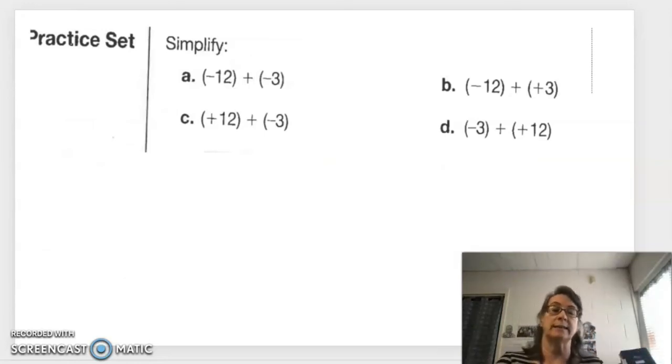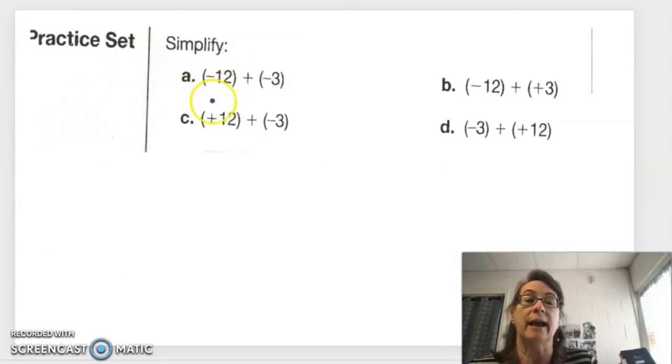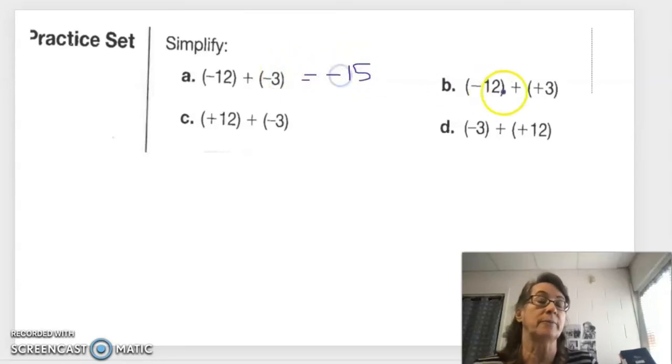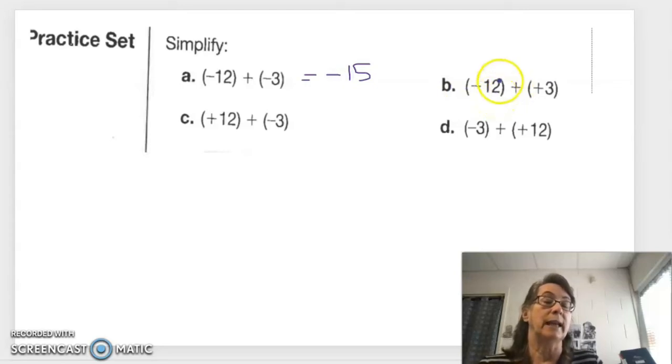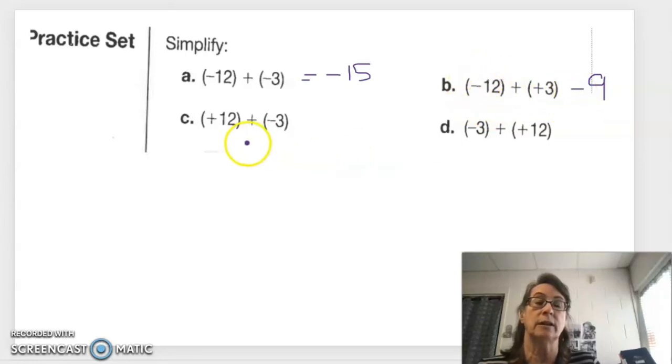Now we're on our practice set. So we're going to have negative 12 plus a negative 3. With same sign, add. 12 plus 3 is 15. Take the common sign, which is negative. Here we have a negative and a positive, opposite signs, subtract. 12 take away 3 is 9. We take the sign of the greater absolute valued number. So negative 9 is the answer.